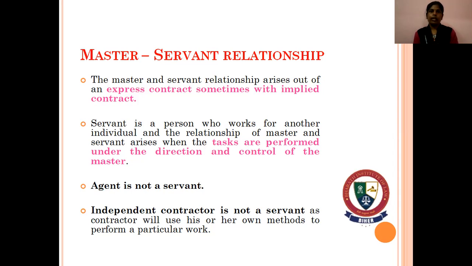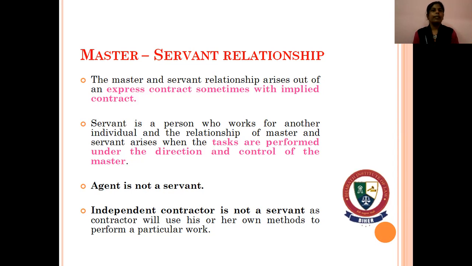So who are they? First is an agent and second is an independent contractor. These persons will not be called servants, because an agent is a person who is working for another person. He's not working for another person, but he's working on behalf of another person. So he's working as an agent, not for the agent. So an agent is not called a servant.